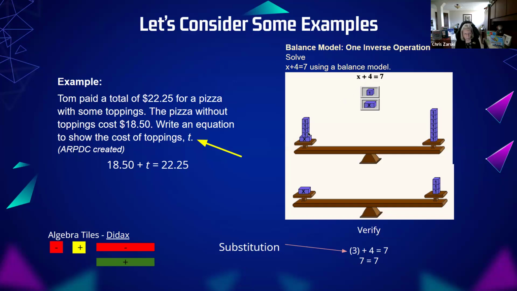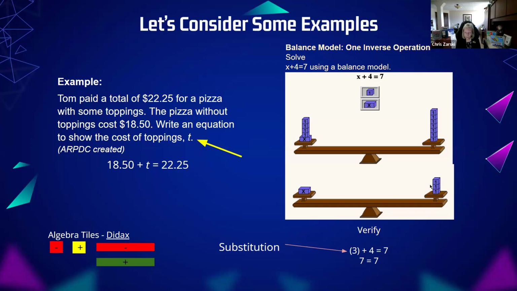So if I remove 4 of these cubes from here, that means this will be heavy and it's just going to drop down. This is going to go up. We've changed the weight. So to get it back balanced again, I need to take 4 of them off of here as well. So that would leave me with just the variable and the value that's over here.